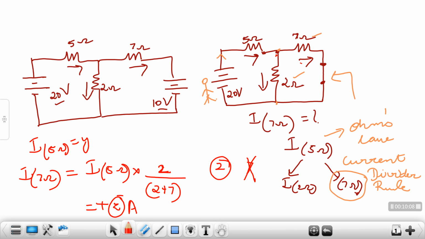Next, again, you have to repeat the procedure to find the current in your 7 ohms with only the second source, that is my 10 volts, that is present.